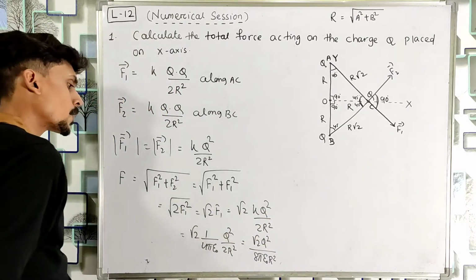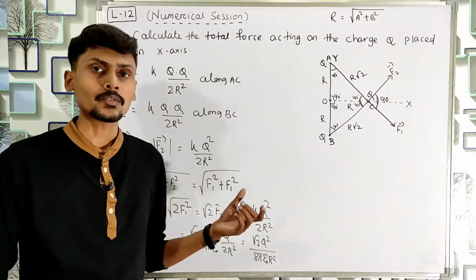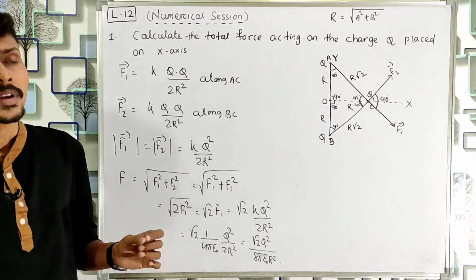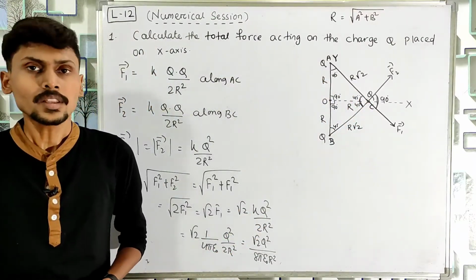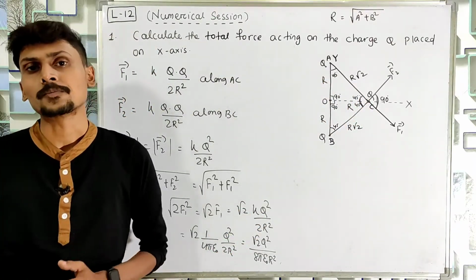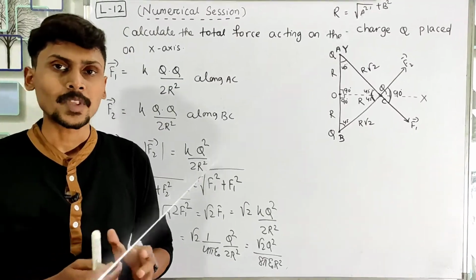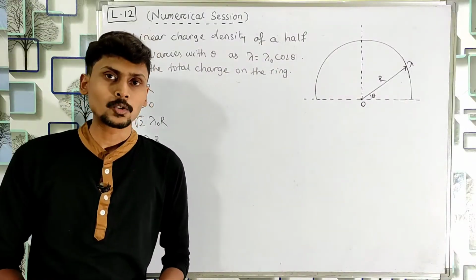So this is the expression for the total force or the resultant force acting on the charge which is placed at C. So in this way we can solve this question, and now we'll proceed to the next one. So now look at question number 2.